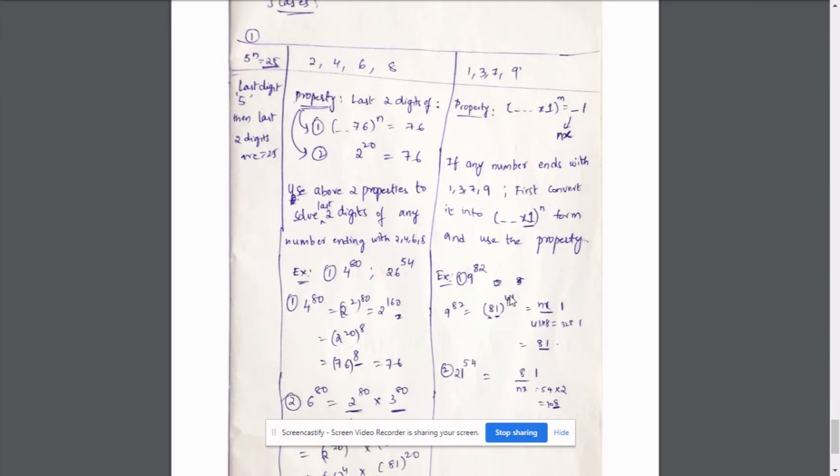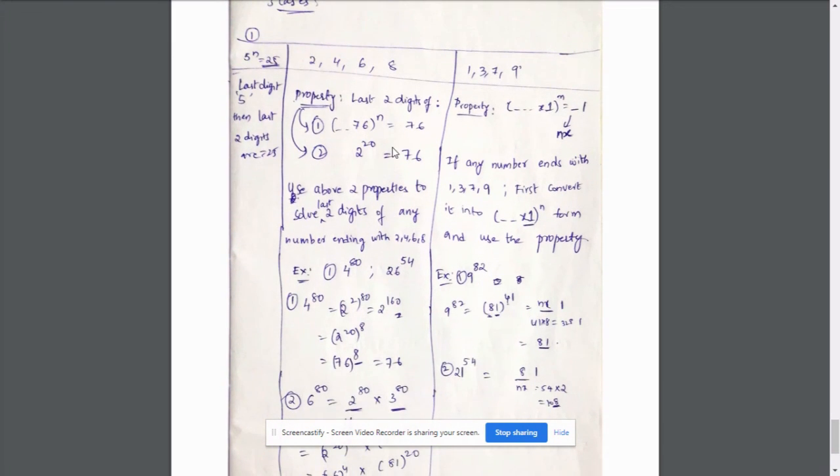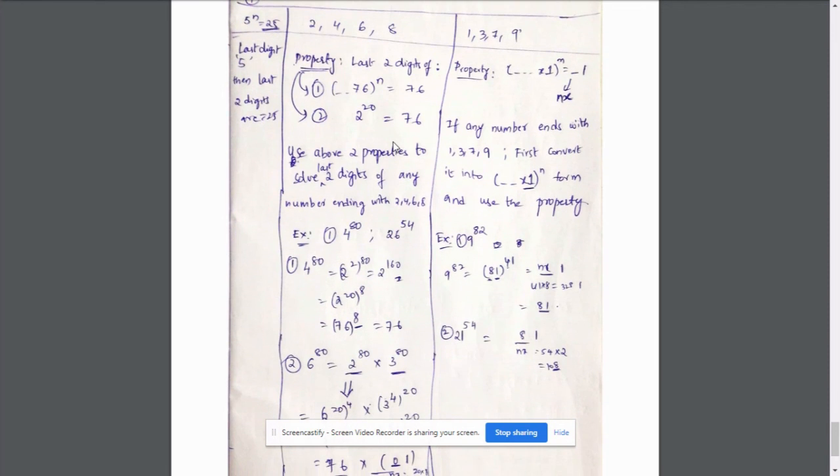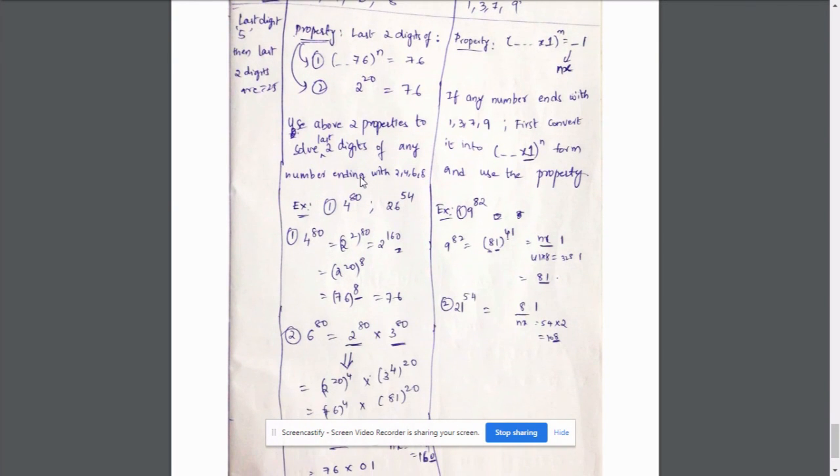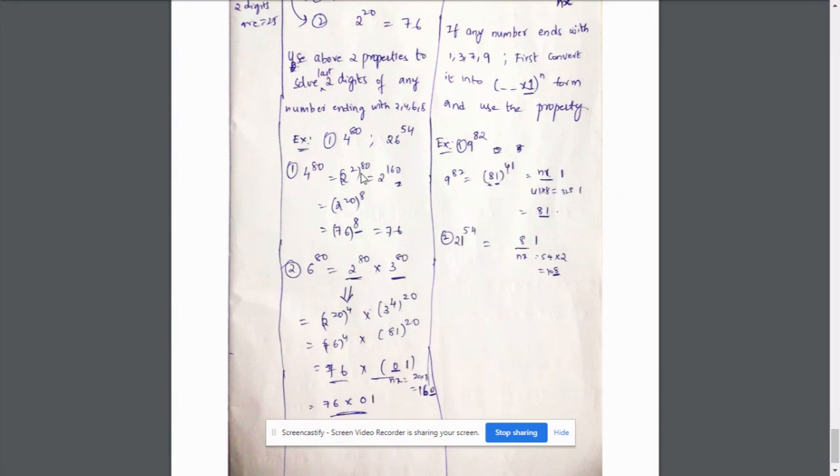Now go to the even digits 2, 4, 6, 8. You need to remember two properties. Always, 76 power anything is 76. Also, 2 power 20 is 76. I am using these above two properties to solve the last two digits of any number ending with 2, 4, 6, 8. Let us check some examples for this.